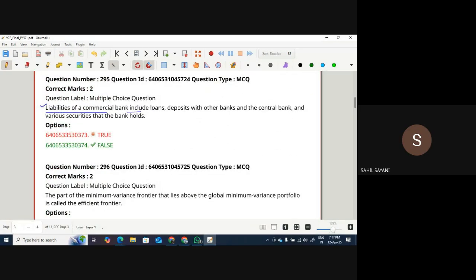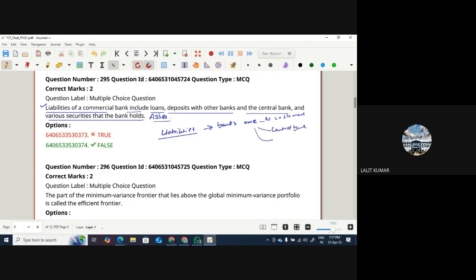Let's go to the next question. Liabilities of a commercial bank include loans, deposits with other banks and the central bank, and various securities. So these are not the liabilities; these are the assets. Liabilities will be the money which banks owe to customers. For example, customers have deposited their money, and banks owe money to the central bank and to lenders. So those are the liabilities. These are nothing but the assets. So this statement is false.